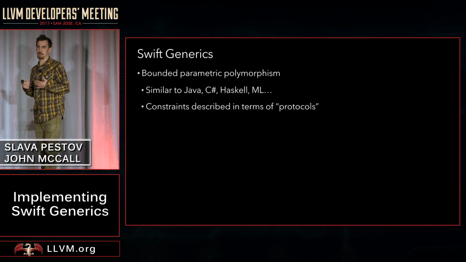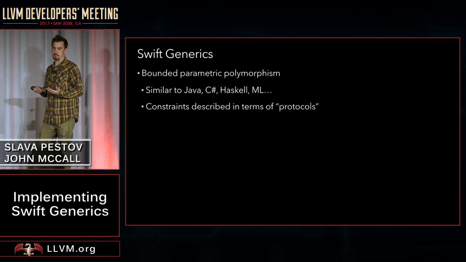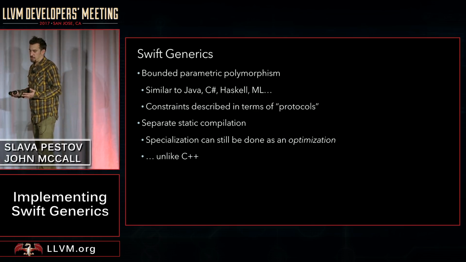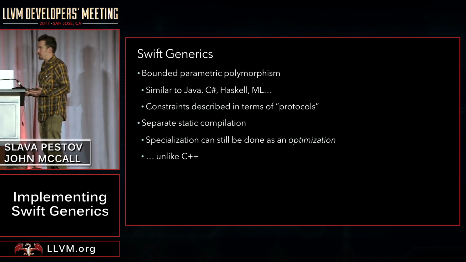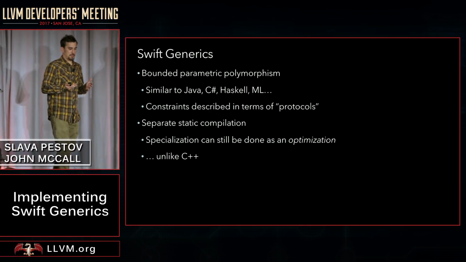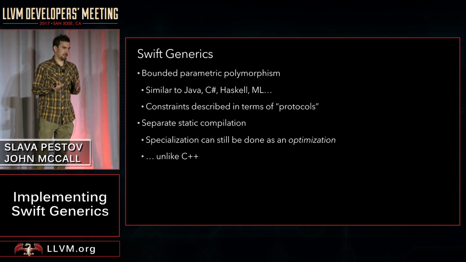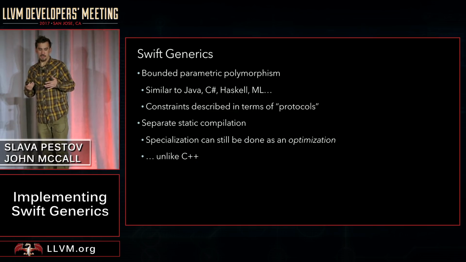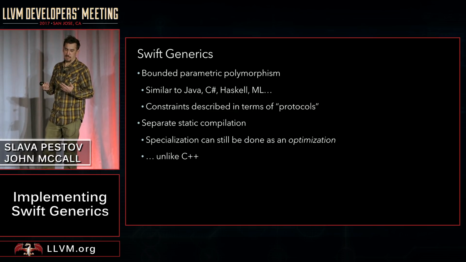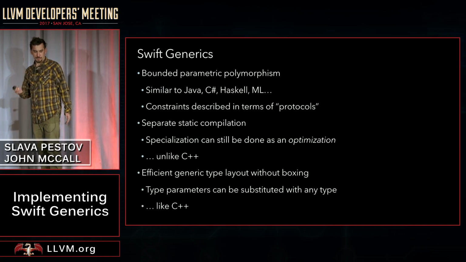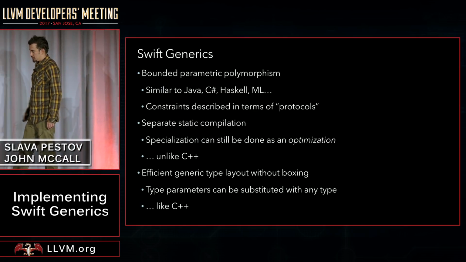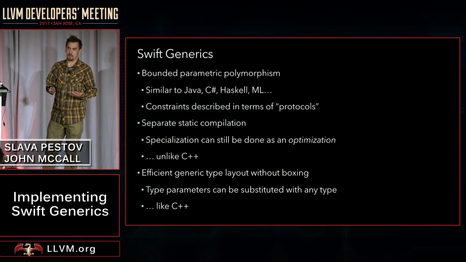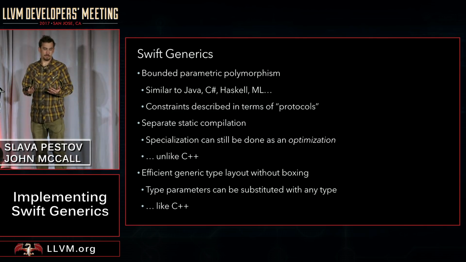In this respect, it's similar to most other languages that have generics, but different than C++ templates, for example. And bounded generics is what enables us to do separate compilation. So we can type check and generate the code for a generic function separately from any specific instantiation of that function with concrete types, and we can call it from another module without having the source code available. And what we can do, though, is we can do specialization as an optimization. It's just not part of the language model.